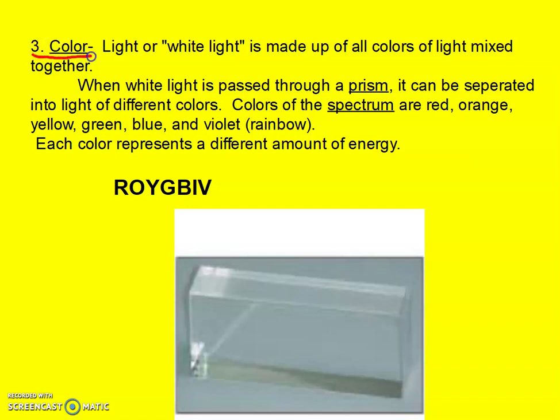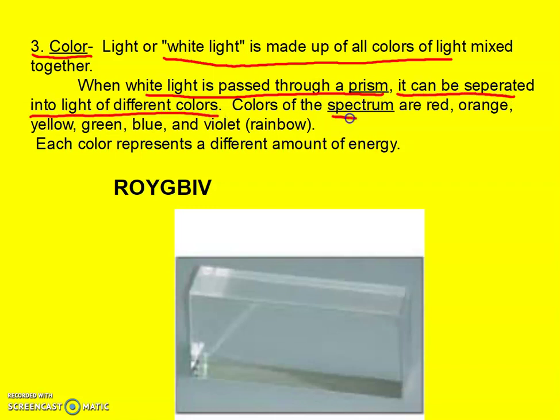So, a property of light is its color. White light is made up of all colors mixed together. When white light is passed through a prism, it can be separated into light of different colors. The spectrum colors are red, orange, yellow, green, blue, and violet. And people have the acronym of Roy G. Biv to help them remember the colors. And that's actually the order that you'll see it: red, orange, yellow, green, blue, indigo, violet.